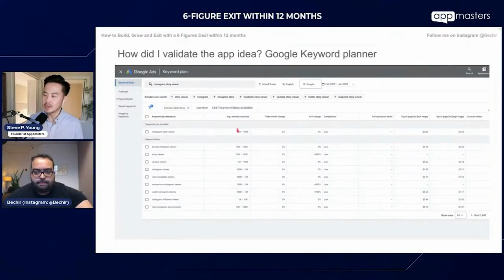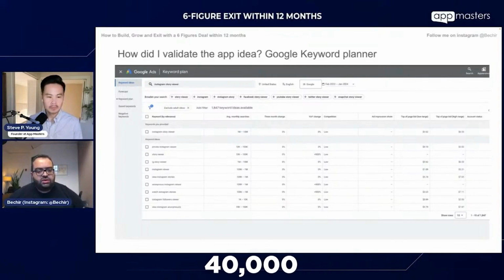Is there a minimum number of monthly searches that you're looking for? I go for huge numbers. So I know I'm comfortable when I'm competing. You know, if we are competing around 40,000 a month with a lot of competition in the App Store, it's going to be hard. I need the huge volume so I can squeeze my part in it.